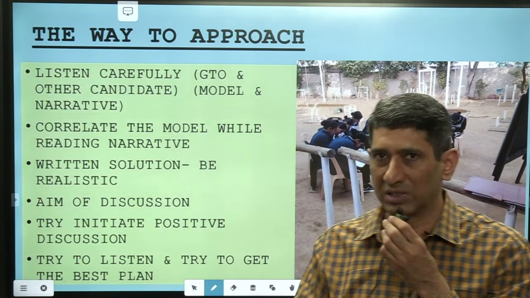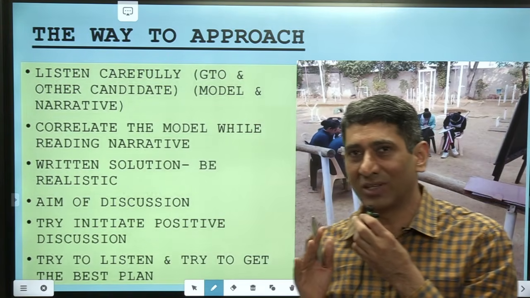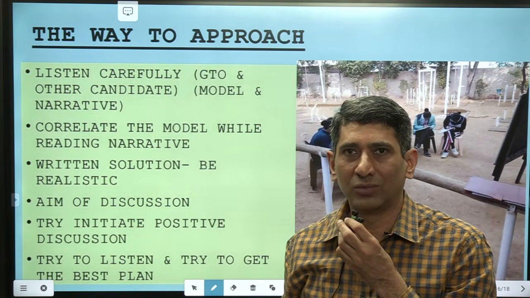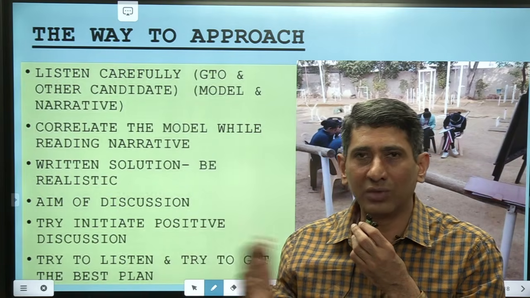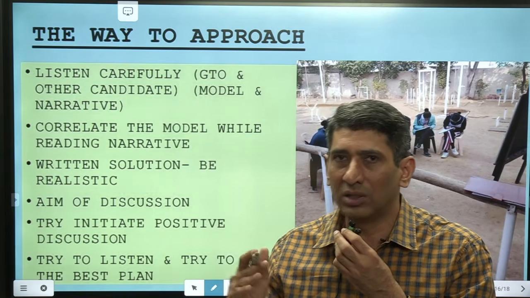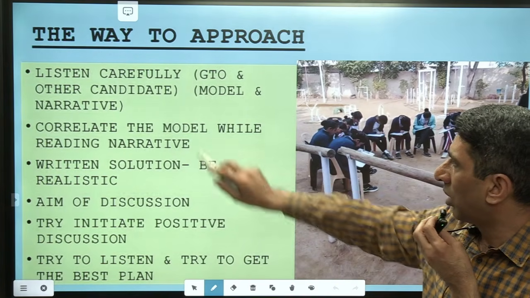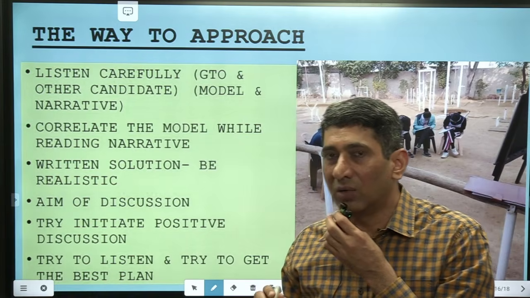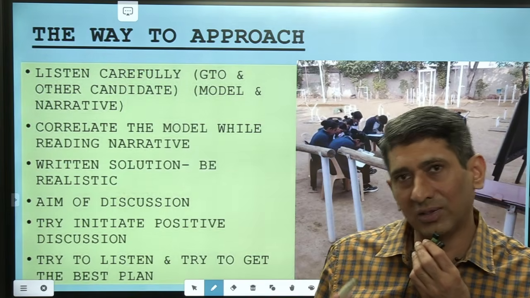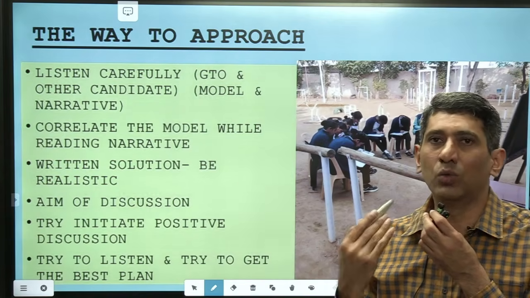Now, how to go about the discussion part? Listen carefully both to the GTO and to the other candidates. It's very important, because you might be speaking the same aspect as what the other person is saying. I have seen it many times, both are saying the same thing, but both of their tones are in such a way that it appears that they don't agree with each other. Okay. Now, correlate the model while reading the narrative also, and while explaining to the other candidates, your group members. When you explain your plan, there should be some correlation which will help others get what you want to convey.